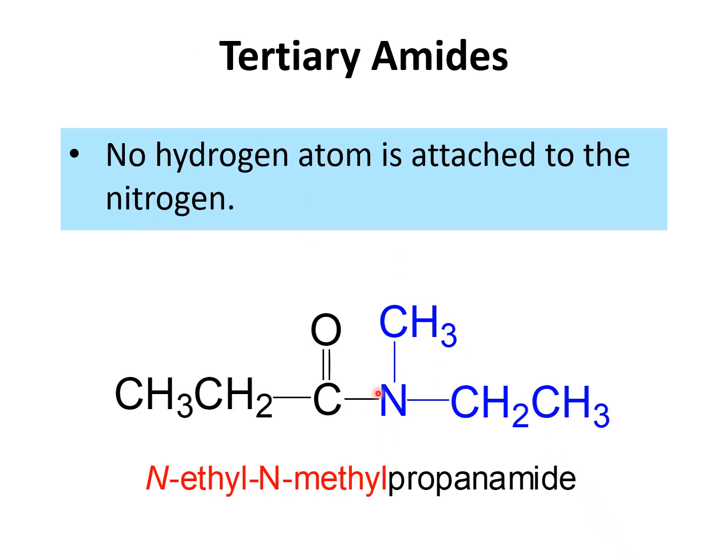In the case of a tertiary amide, of course, all the bonds of the nitrogen are bonded to 3 carbons. So nitrogen goes to the first carbon, second carbon, and third carbon. So this is what we call a tertiary amide.